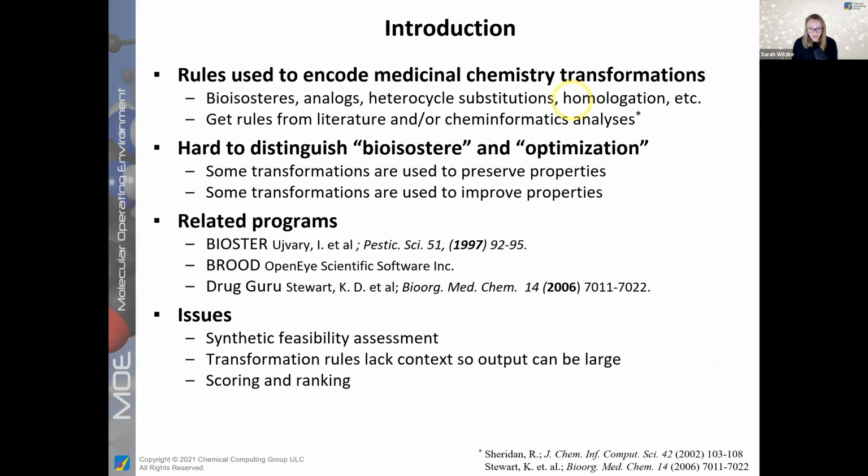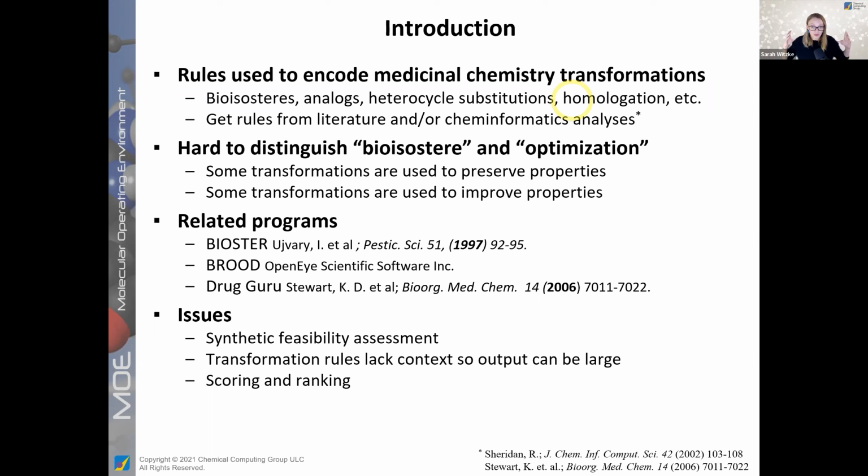Now, these rules, if you're an experienced medicinal chemist, you probably know many of them, or maybe your colleague is an experienced medicinal chemist who knows many of them. You can also find them in literature or in different informatics analysis, but we really want to make them available to everyone.